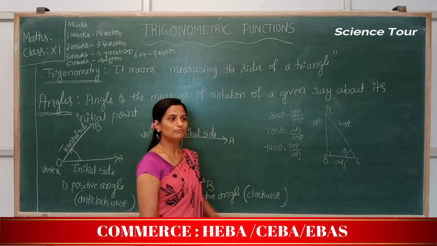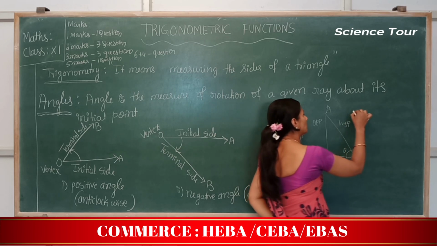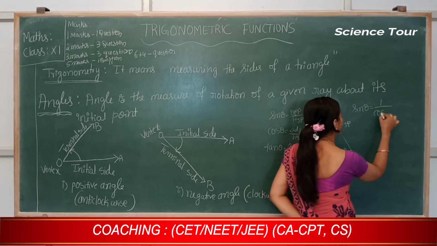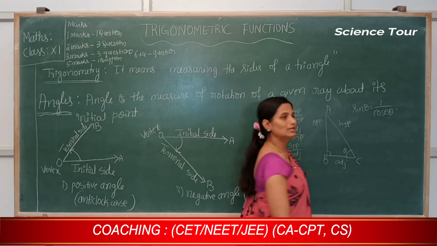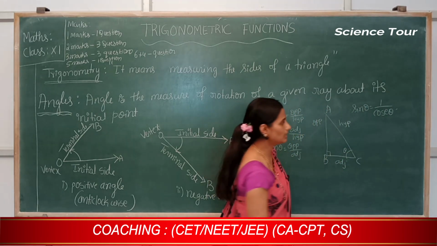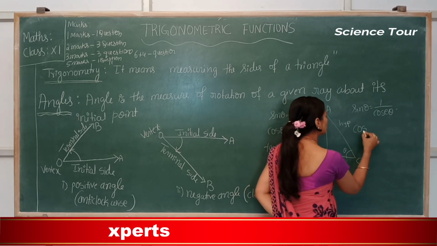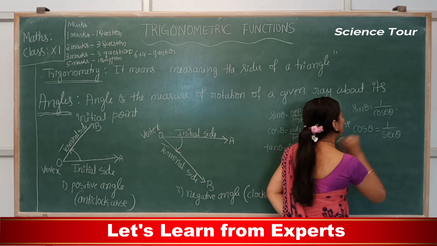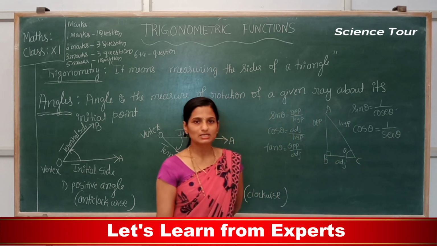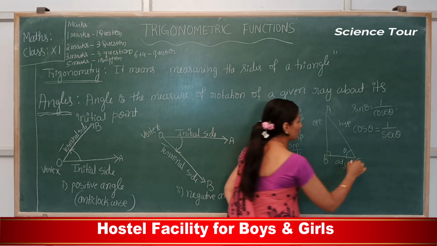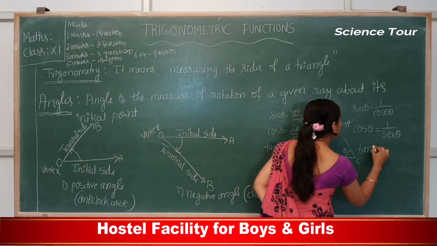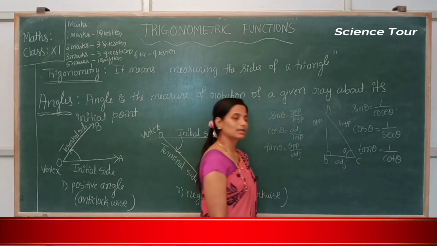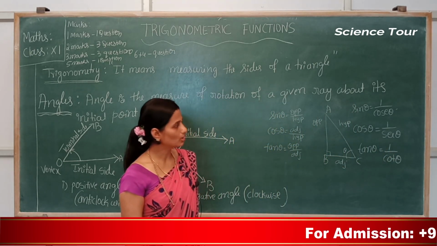And we will see some formulas. You know this one. Sin theta can be written as 1 divided by cosecant theta. Next, cos theta can be written as 1 divided by secant theta. Next, tan theta can be written as 1 divided by cot theta.